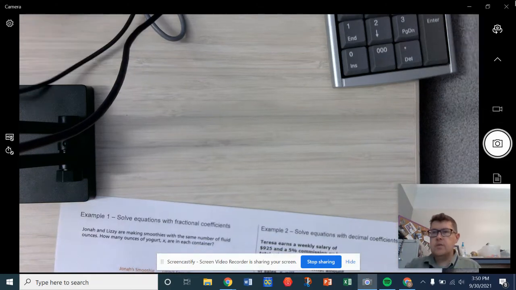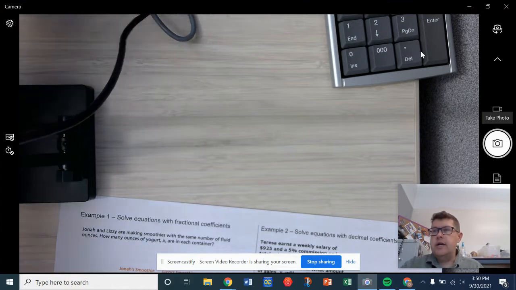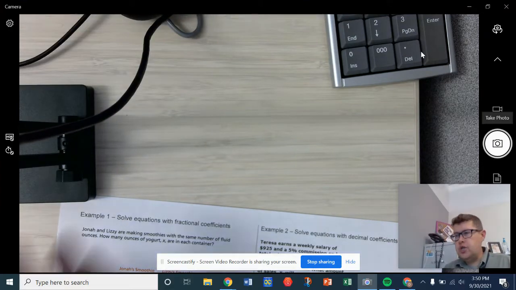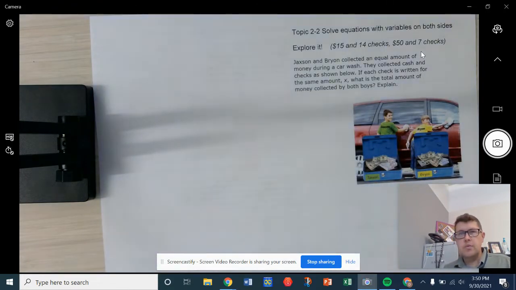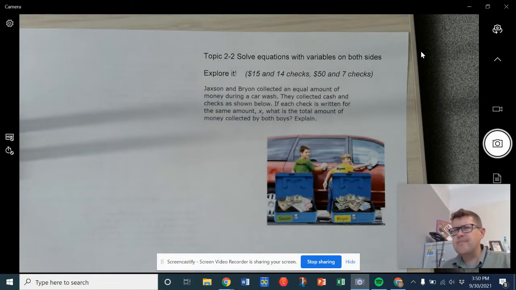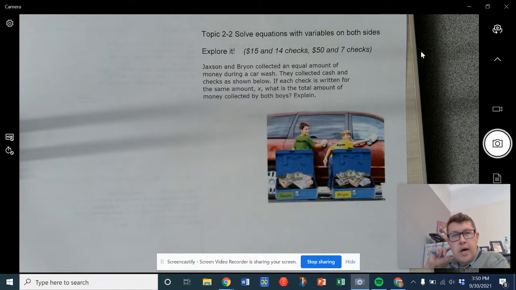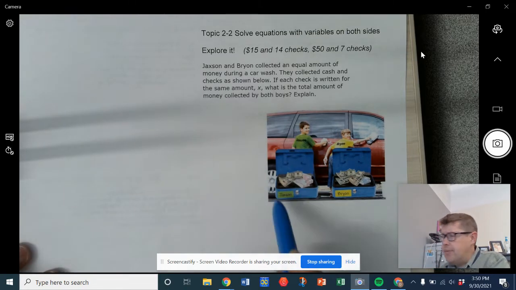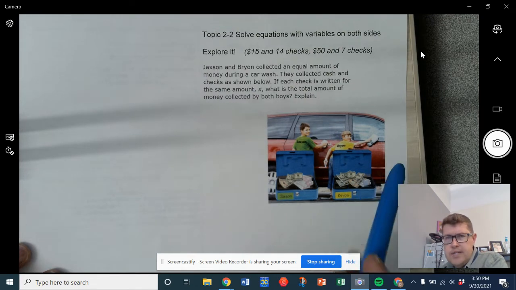Okay, guys, we're in Section 2-2. This is where we solve equations with variables on both sides. This is moving pretty quick here, so I think we might have to do some backfill with two-step equations and stuff like that. When I did the copy right here, you can't really interpret this stuff, so I did it for you.